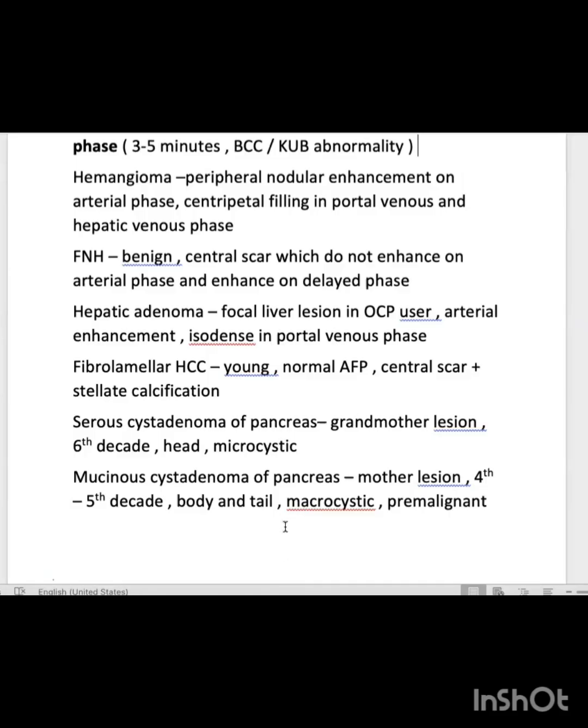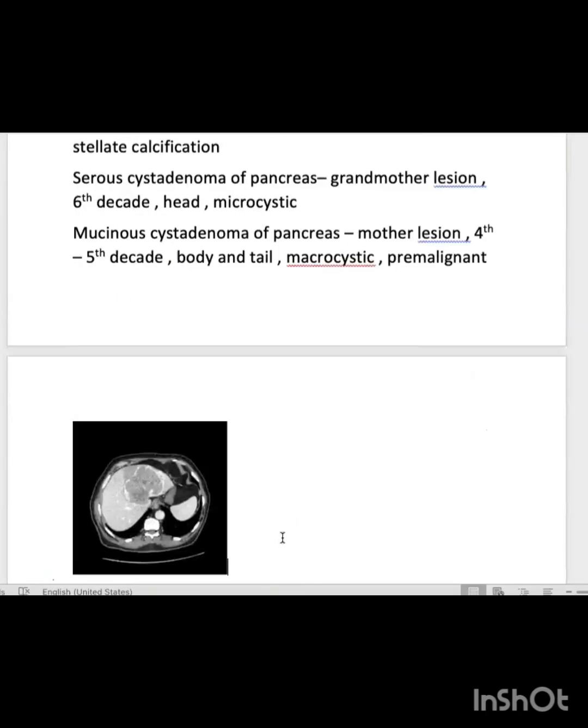Serous cystadenoma of pancreas usually occurs in the head of the pancreas, which usually occurs in 6th decade, so-called grandmother lesion, whereas mucinous cystadenoma of pancreas occurs in 4th to 5th decade in the body and tail, and they are usually called mother lesion. And mucinous cystadenoma of pancreas is a pre-malignant lesion.